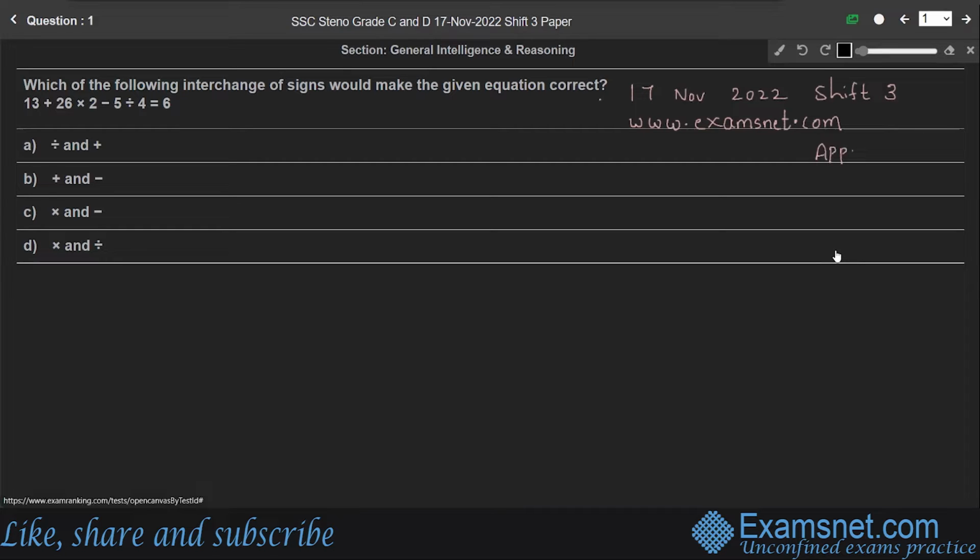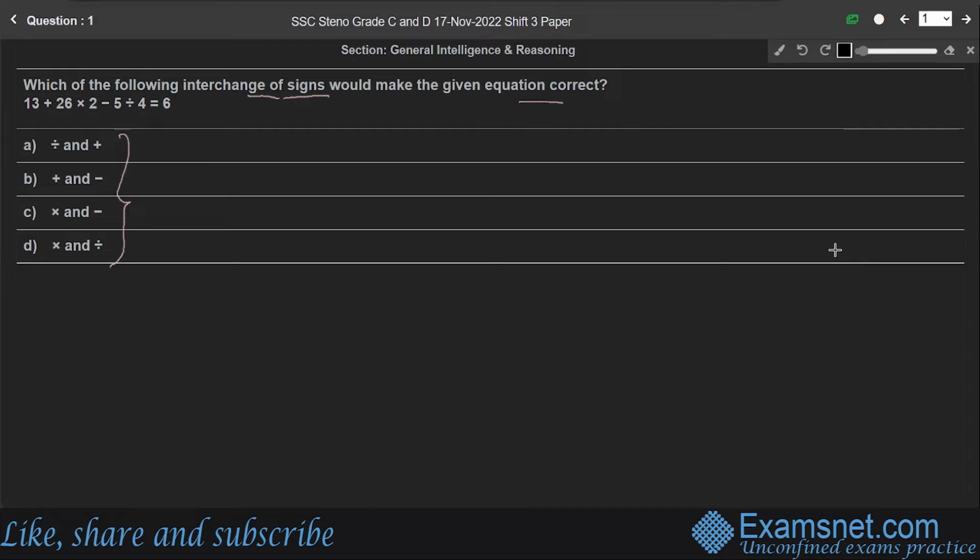Let's begin with question number 1. Which of the following interchange of signs would make the given equation correct? That means if we interchange the following signs according to options A, B, C, and D, which option makes the given equation correct? Which option balances the given equation?